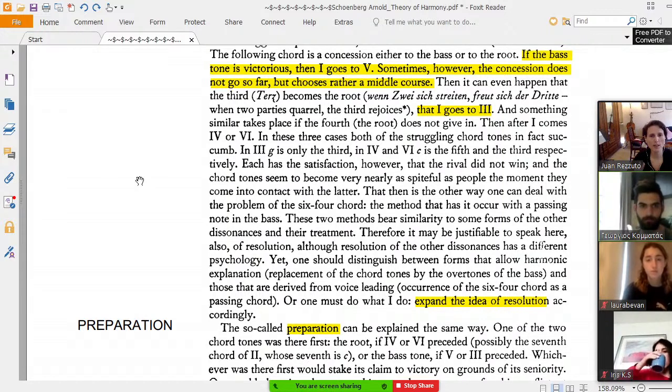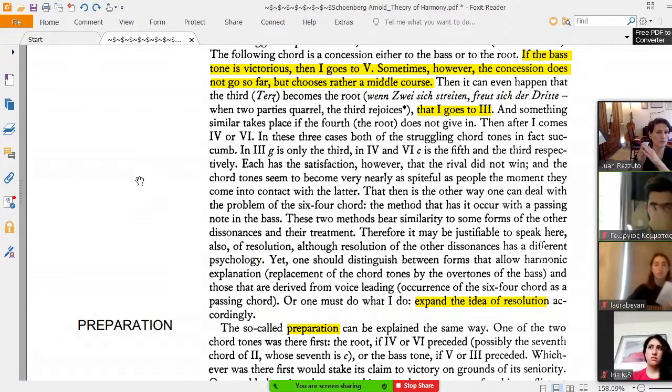And the chord tones seem to become very nearly as spiteful as people the moment they come into contact with the latter. That then is the other way one can deal with the problem of the 6-4 chord. The method that has it occur with a passing note in the bass. These two methods bear similarity to some forms of the other dissonances and their treatment. Therefore, it may be justifiable to speak here also of resolution, although resolution of the other dissonances has a different psychology. Yet, one should distinguish between forms that allow harmonic explanation, replacements of the chord tones by the overtones of the bass, or the first one, and those that are derived from voice leading, occurrence of the 6-4 chord as a passing chord.